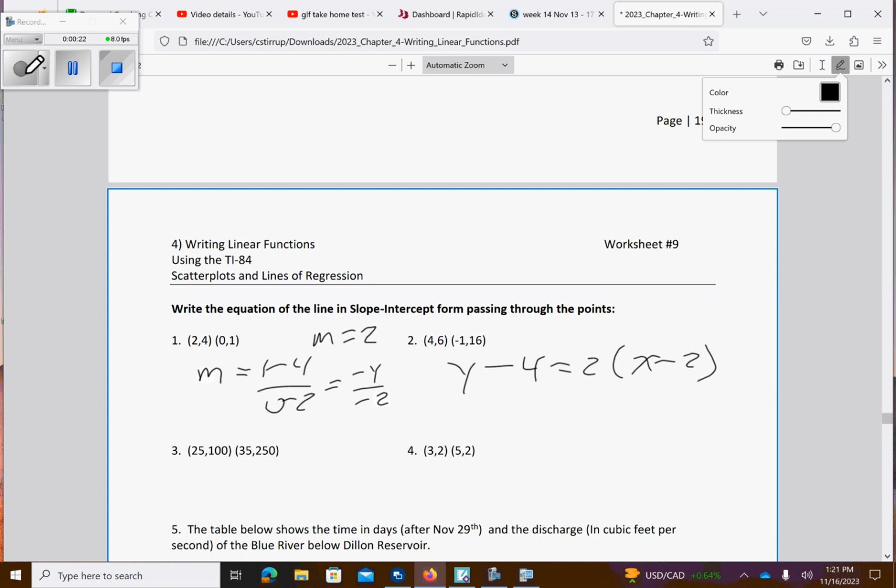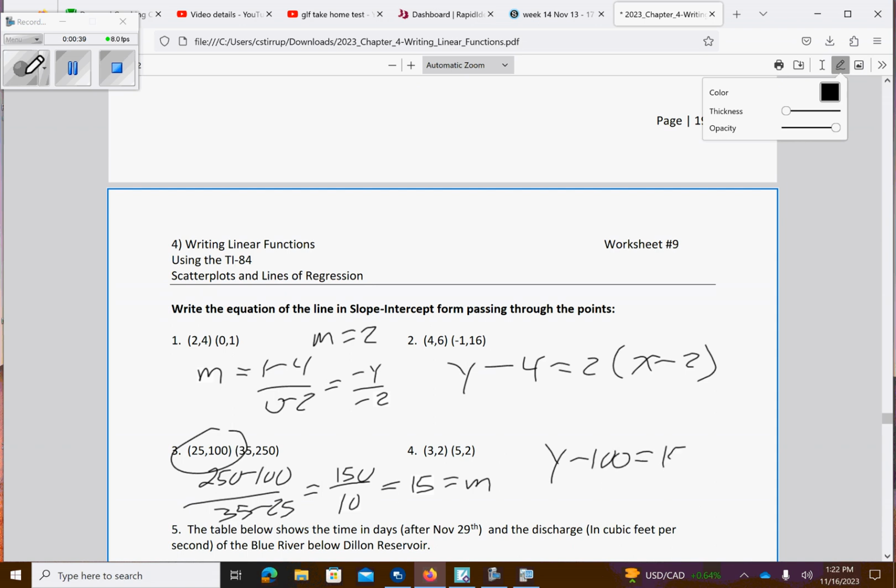Second problem, my slope is going to be 250 minus 100 over 35 minus 25. So that's going to be 150 over 10. So I get 15 as a slope, and then I'm going to use this first one, so I'm going to get y minus 100 equals 15 times (x minus 25). That's for 1 and 3.